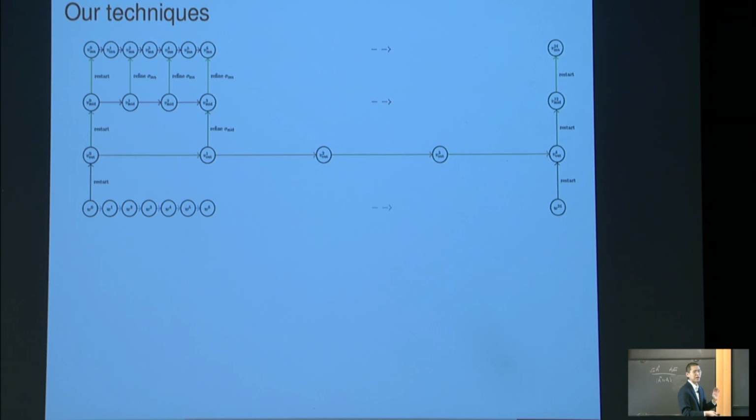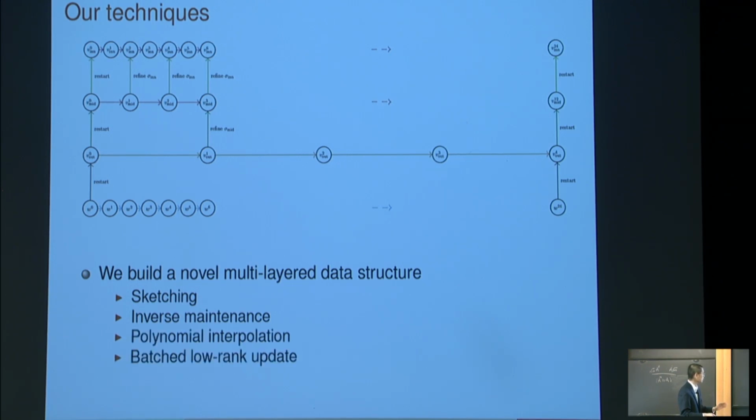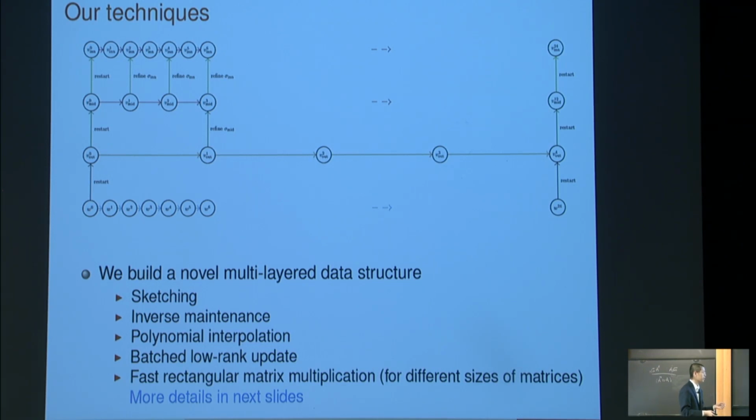So here is just the high-level idea of the tools we are using for the cutting plane. We have a multiple-layer data structure, and it combines a lot of ideas like sketching, inverse maintenance, polynomial interpolation, some low rank update, and also some faster rectangular matrix multiplication. In the rest of the slides, I will just give you a quick review of the matrix multiplication we are using. I think I will finish in 5 minutes.